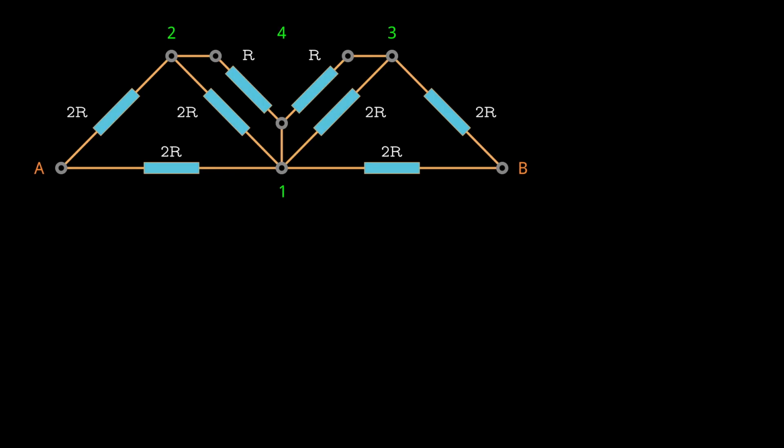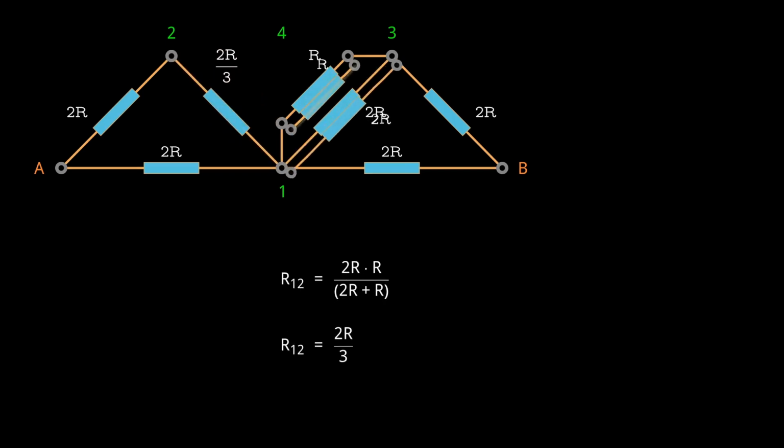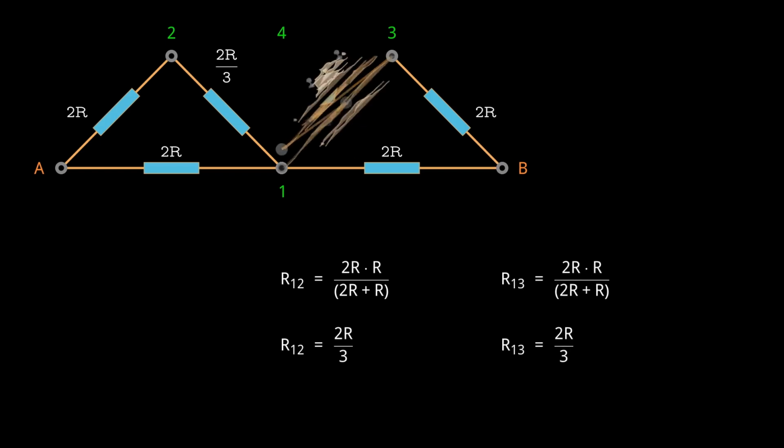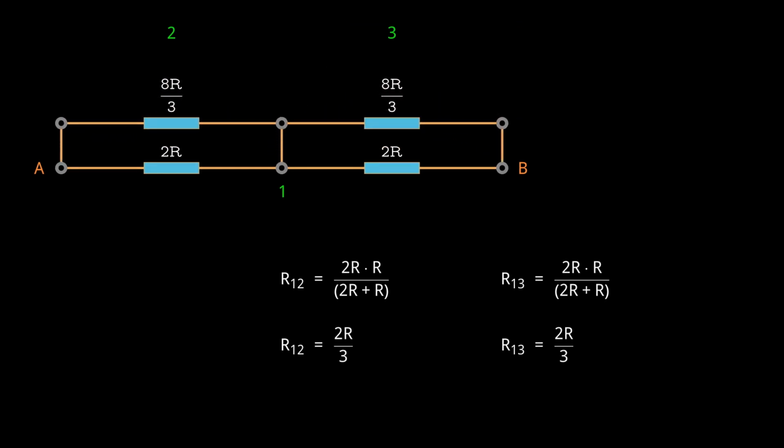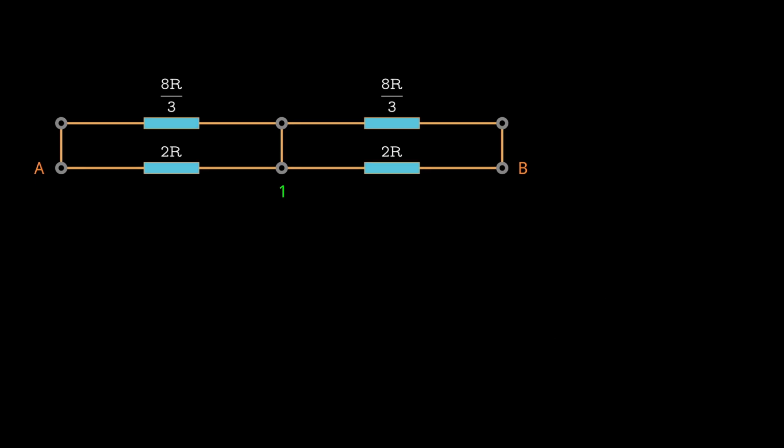Now, we're left with two resistors in parallel. We can use the formula for parallel resistors to find the equivalent resistance, and replace the two parallel resistors with a single resistor. These two resistors are in series, so we can simply add their values to find the equivalent resistance. Alright, we're now left with these two sets of parallel resistors. Just like before, we can find the equivalent resistance for each set.